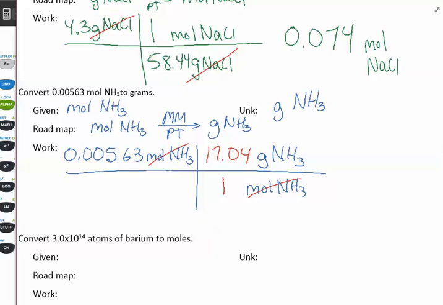And that will give you the mass of your sample. So notice we have 3 significant figures here. So our answer needs to be rounded to 3 significant figures. So we're going to have 0.0959 grams of NH3. So if you think about this in terms of what we just did, we figured out that our sample has a mass of 0.0959 grams, which is pretty cool.